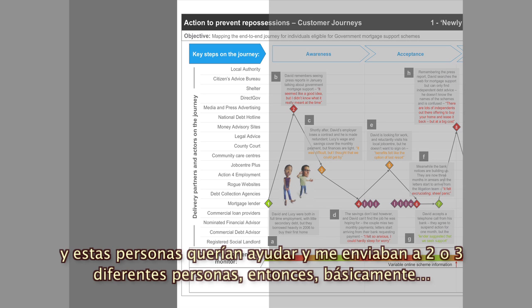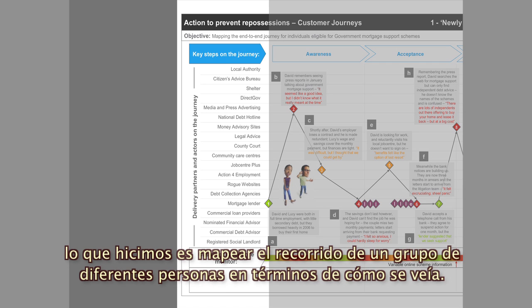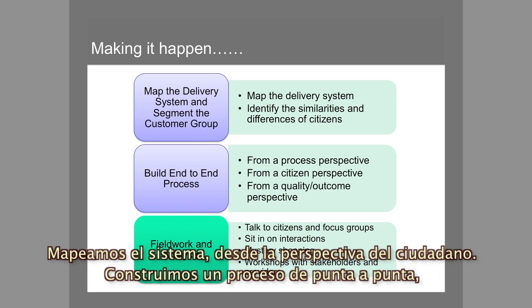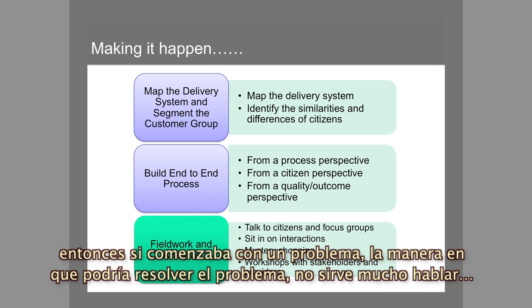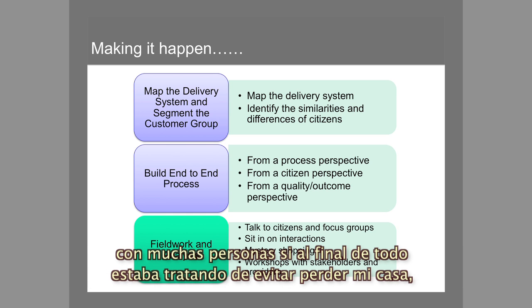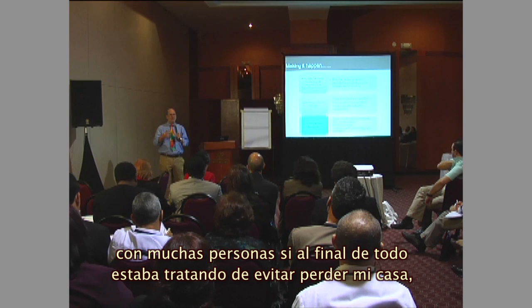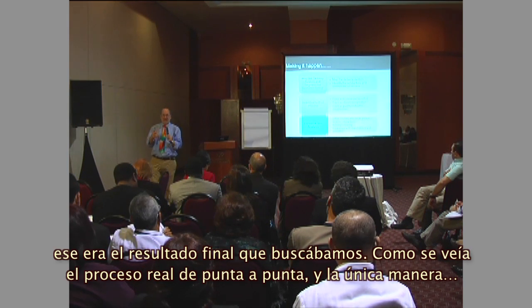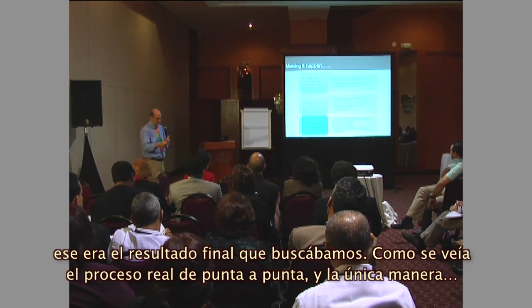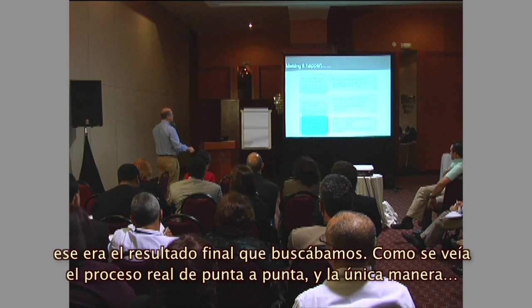And so basically what we did is we mapped the journey of a range of different people in terms of what it looked like. We mapped the system, all right, in terms of what it looks like from an individual citizen's point of view. We built an end-to-end process. So if I started with a problem, how was it I was going to resolve the problem? It was no good talking to lots of people. At the end of the day, if I was trying to avoid losing my house, that's the end outcome that we were after. All right? What did that actual process look like end to end?